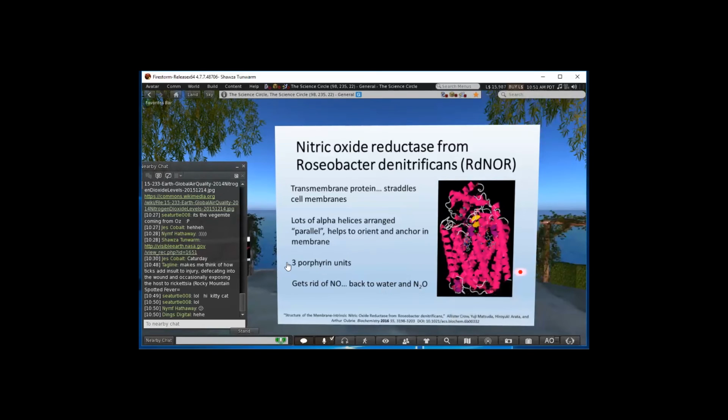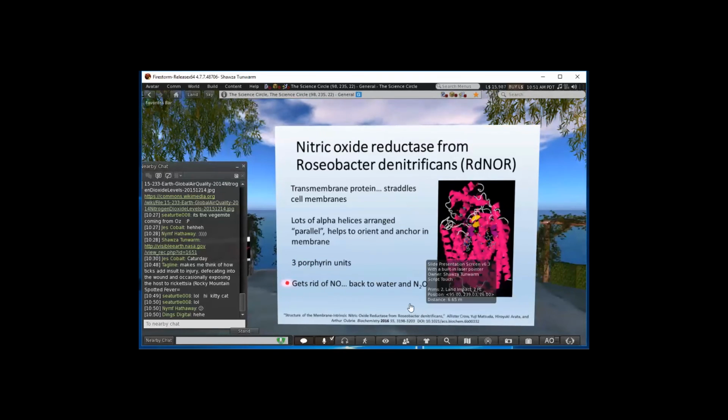It ends up that there's 3 porphyrin units or heme units in the enzyme, and its role is basically to take NO, react it with NADPH, and you essentially get back to making water and N2O. N2O is a lot less toxic to bacteria. Eventually, the N2O is going to react and make dinitrogen, N2.